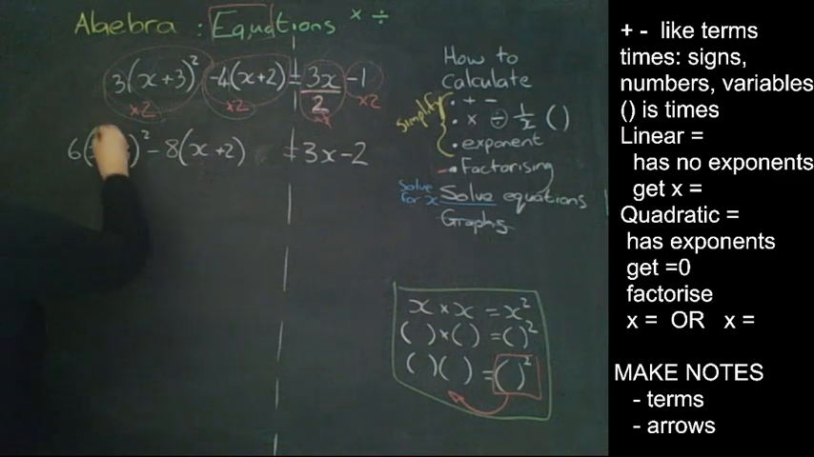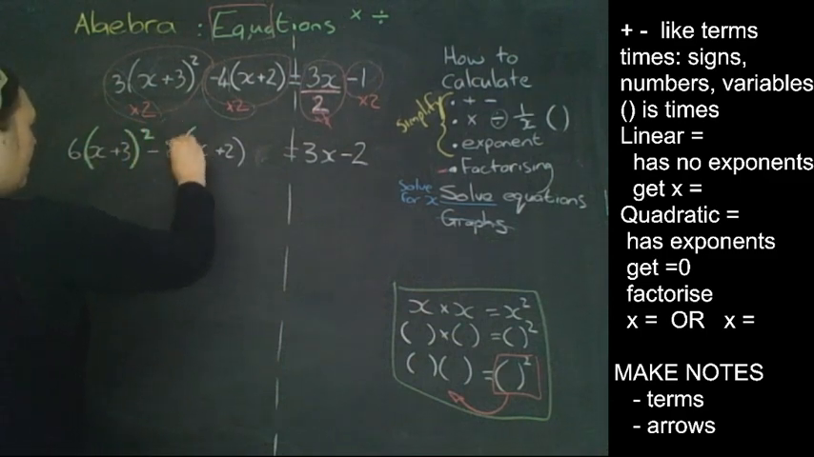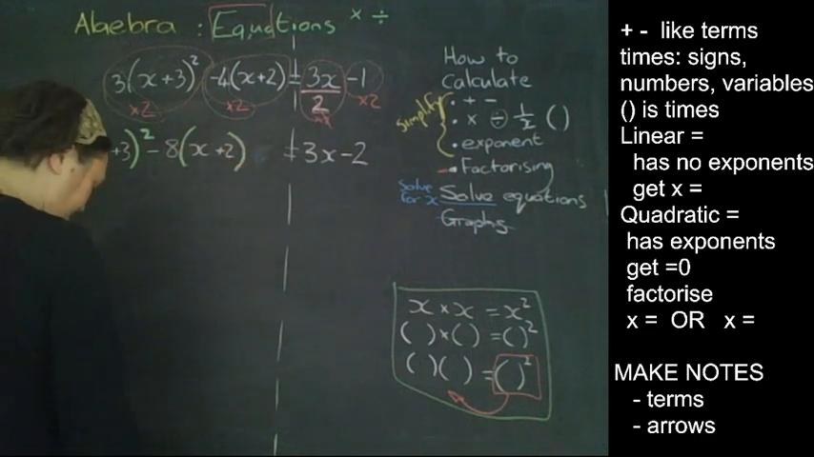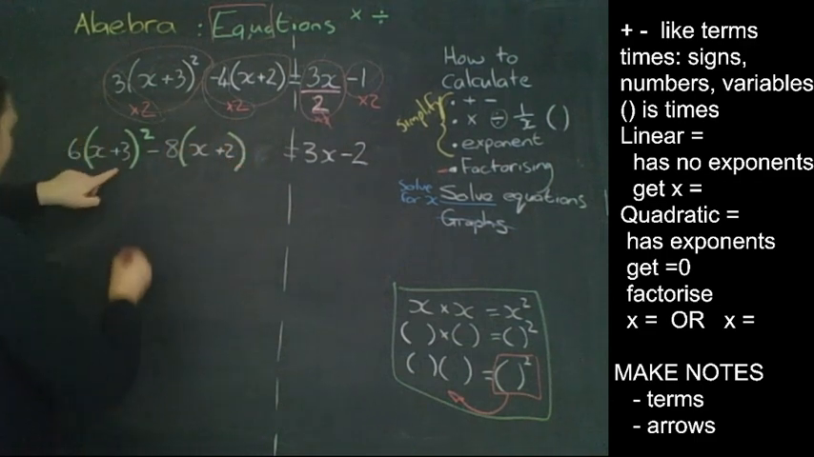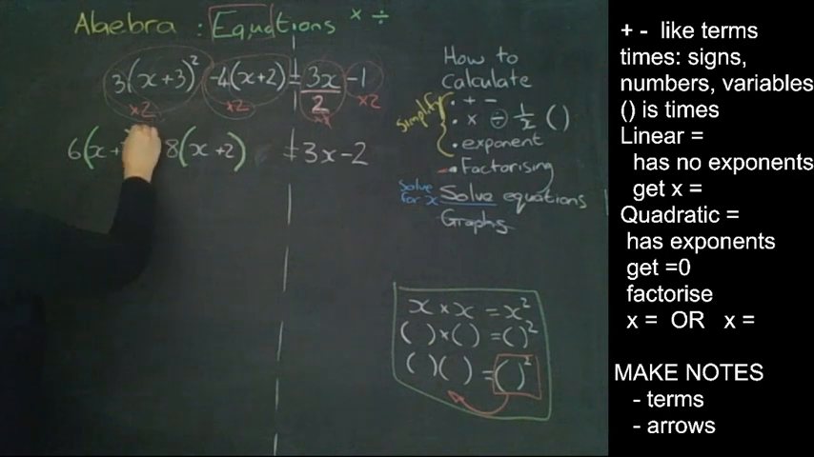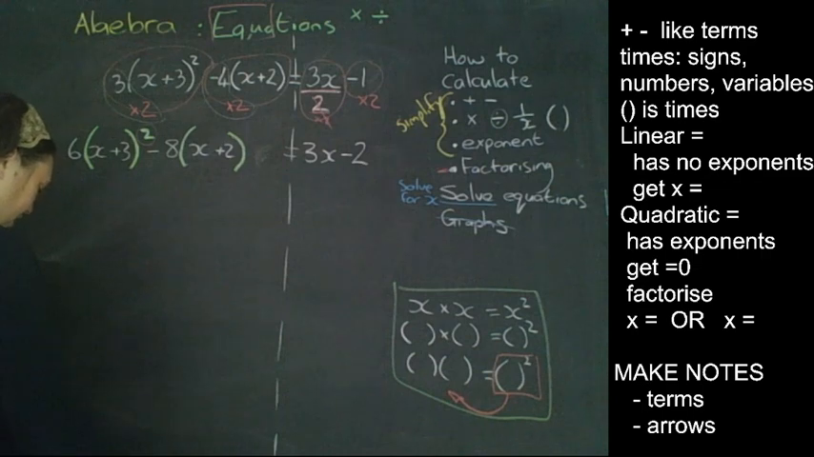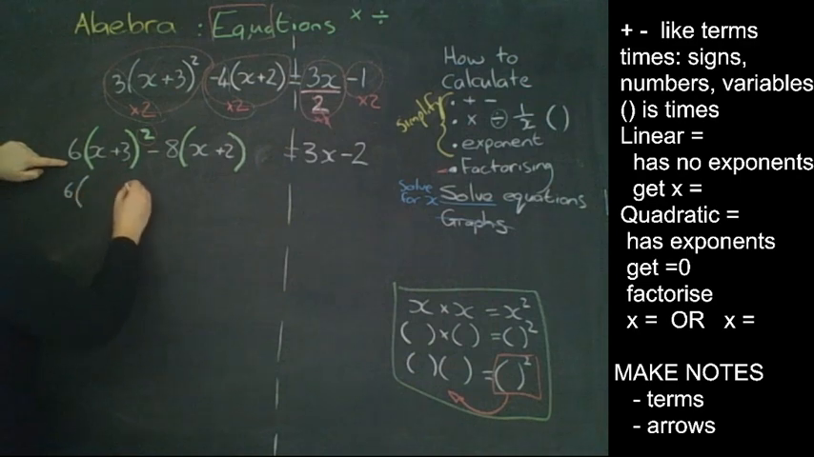Now, let's look at our brackets. We want to get rid of brackets. So this one is annoying us, and this one is annoying us. So if we've got a bracket squared, we need to make 2 brackets. We're making 2 brackets.